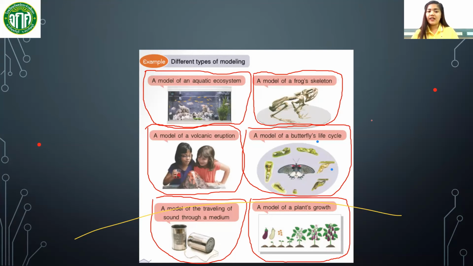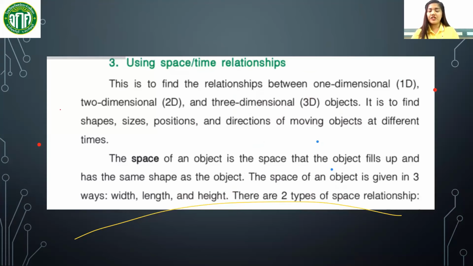Okay, so once again, for other people to understand, we also need to use models. So these are the different types of models that we use. Okay, next. All right, let's move on to number 3.